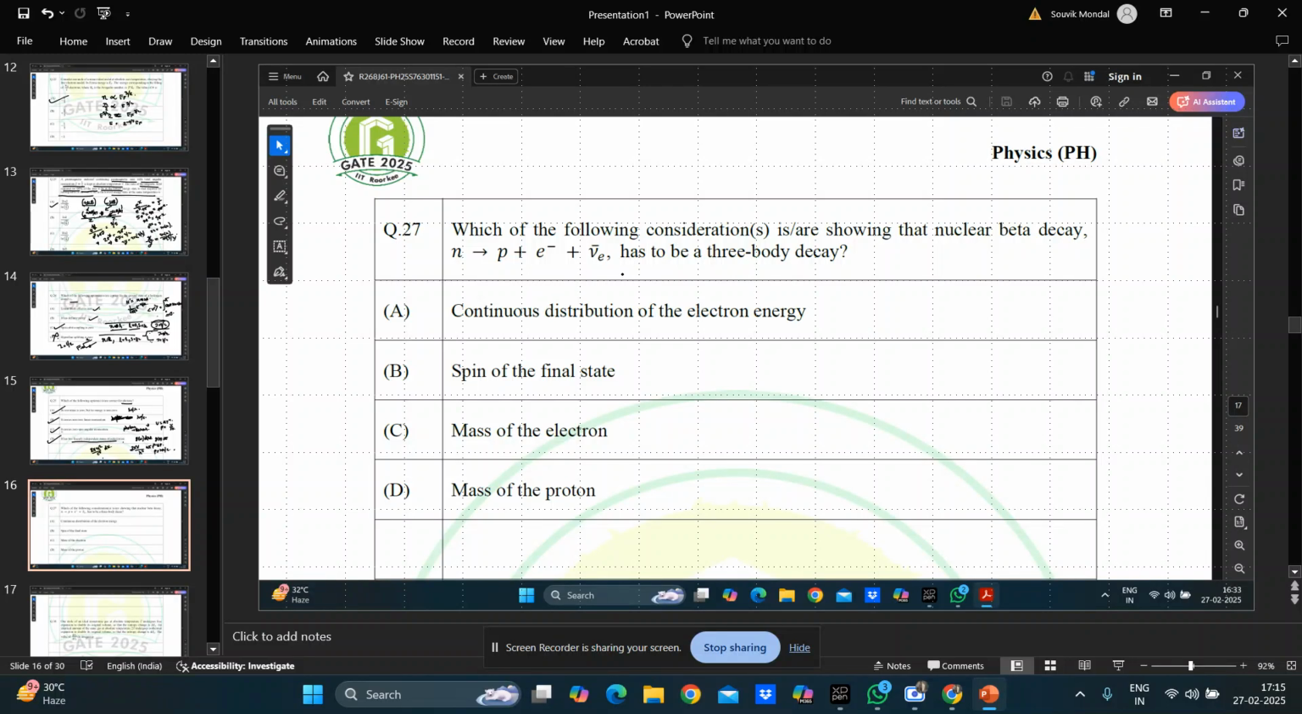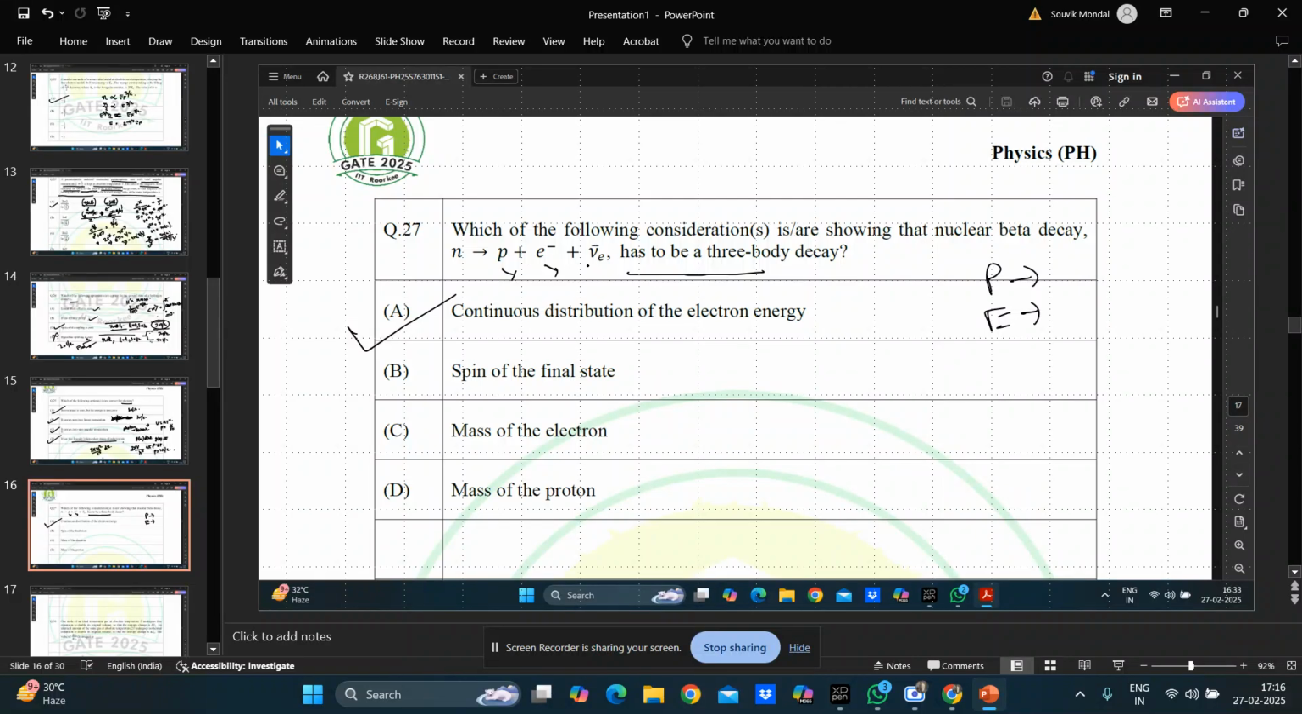Okay. Which of the following nuclear beta decay has to be a three body? So which of the evidence are showing that it is a three body problem, three body beta decay? Yeah, the continuous distribution of electron energy is obviously a proof, because otherwise, if it is a two body problem, then from conservation of linear momentum and conservation of energy, you can exactly find the energy of this proton and the electron. It is not the case.